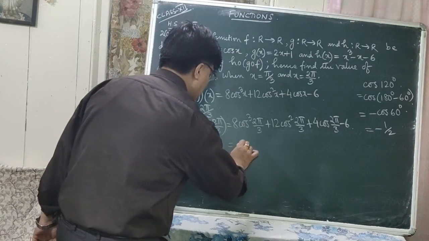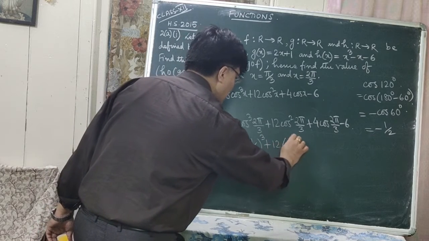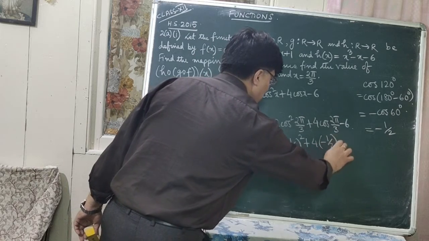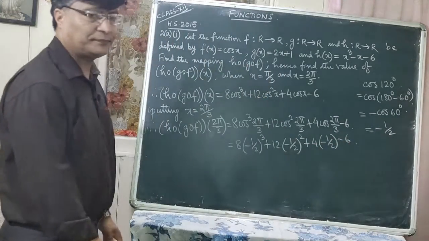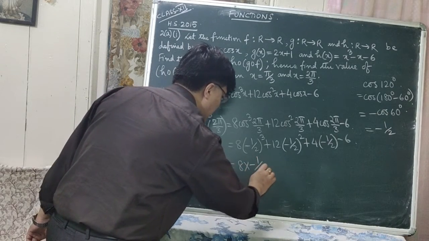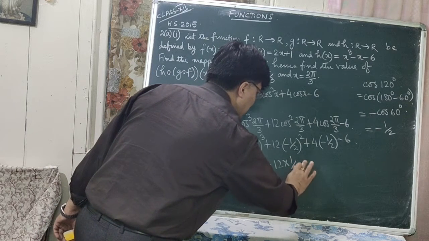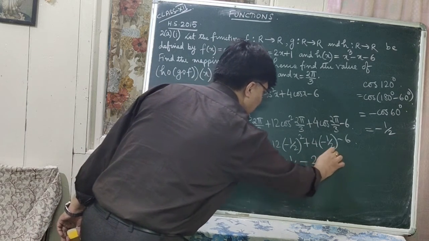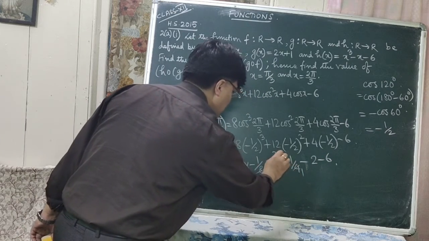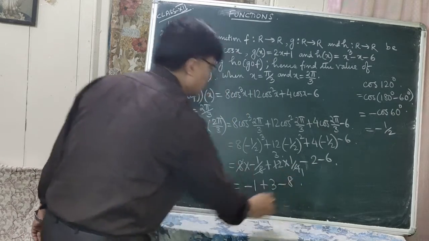So let us write here 8 into minus half whole cube plus 12 into minus half whole square plus 4 into minus half minus 6. Is that clear? So which is equal to 8 into minus 1 by 8 plus 12 into 1/4, and this is plus into minus minus, this is 2 minus 6. And so here 8 gets cancelled, 4 ones are 4, 4 threes are 12. So this is minus 1 plus 3, and this is your minus 8.